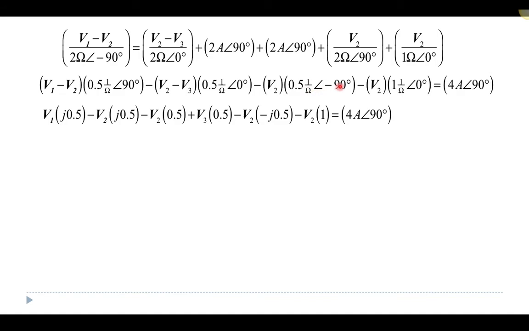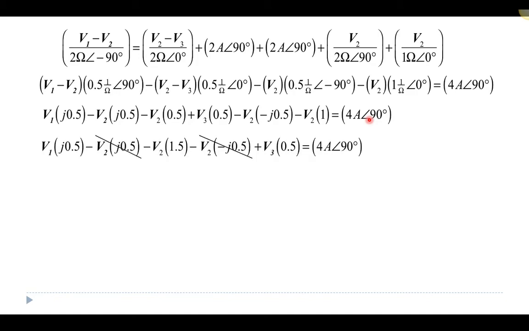V2 times 0.5 at negative 90 is a negative imaginary number. There's a minus sign out front and then there's a negative here. And then 1 times 0 is just a real number, so I just have a V2 here, and then I've got my term over on the right.